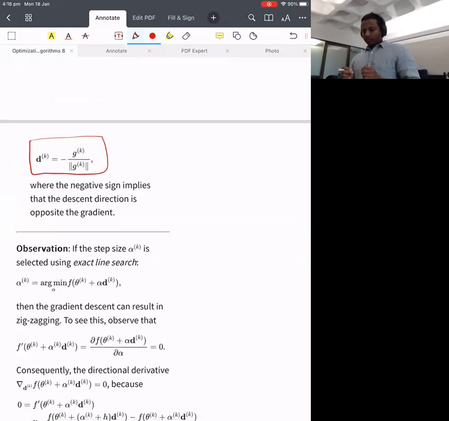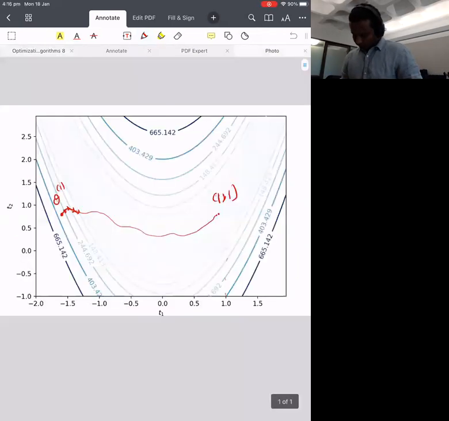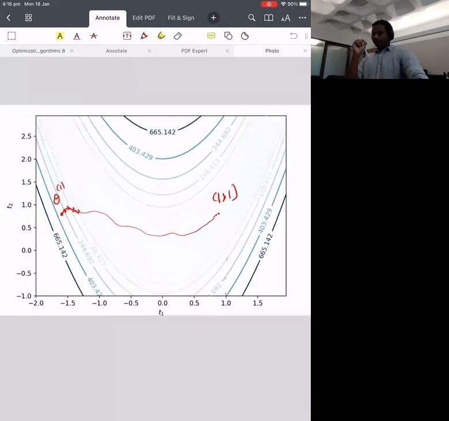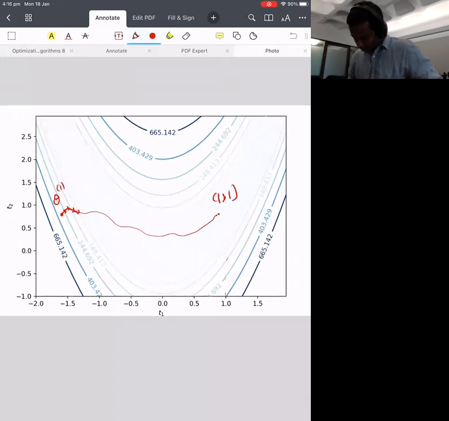So as I said, if I multiply this descent direction by a very small value, say alpha equal to 0.001 or something, then you can expect this algorithm to behave like water, moving slowly. We will see that in a simulation afterwards.